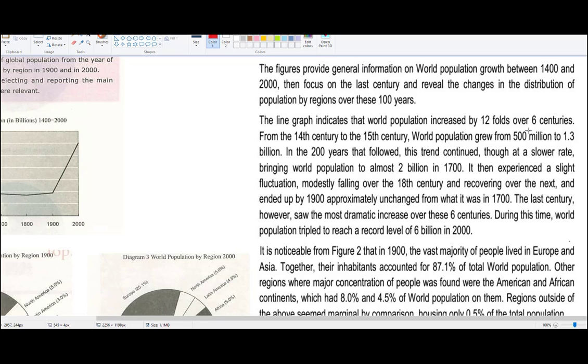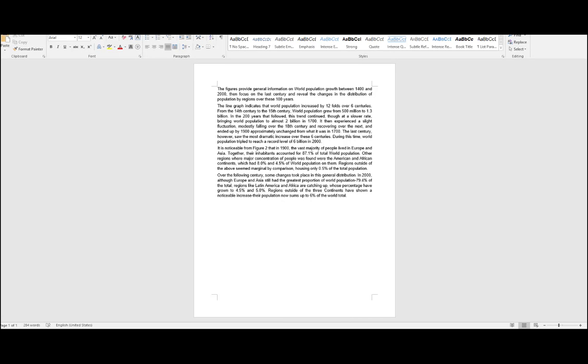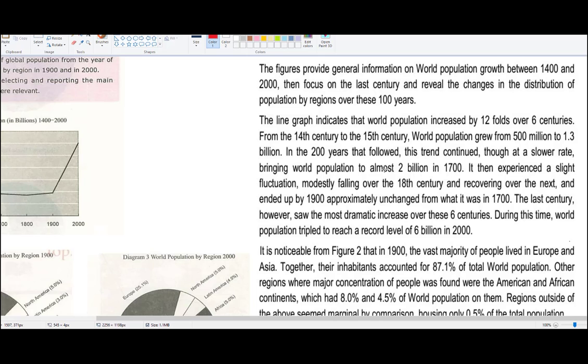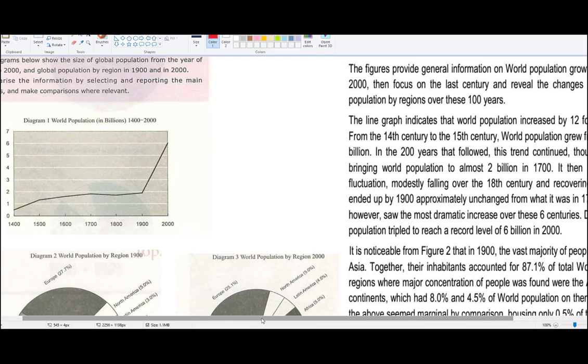Oh, this is so detailed. This is why they wrote 284 words. Okay, so every aspect of this chart is included. I mean, even this modestly falling over the 18th century. So here, modestly falling. I mean, even this is included. That's not necessary. I would say there are three trends.